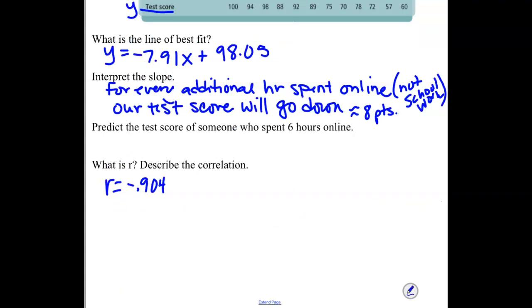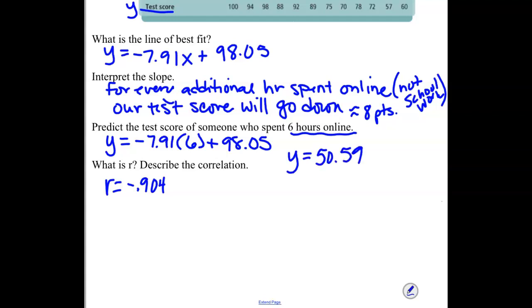Using that equation now to predict, if we spend 6 hours playing games instead of studying for our math test, what would our score probably be? So negative 7.91 times 6 plus 98.05. Grab your calculators, type that in. We get a y value of 50.59. So not a passing score if you don't spend time studying.